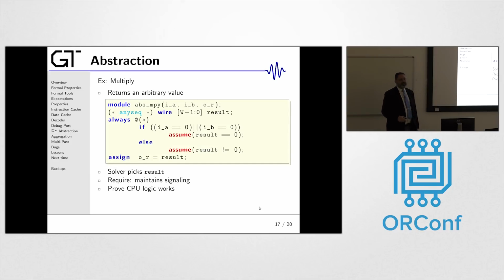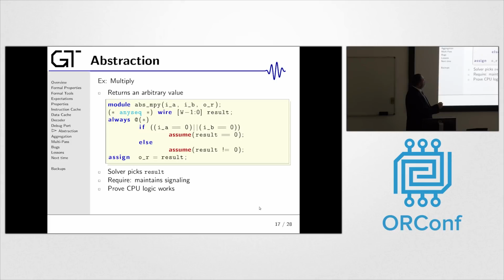Abstraction. So this is one of those things I really want to write about on my blog. I haven't gotten to it yet. But the idea basically is, let me replace the multiply with an abstract multiply. And all this abstract multiply is going to do is return a number that the formal tools are going to select. It may or may not be the right value for the multiply. I know that the multiply works. I just want to know that it works inside the CPU.